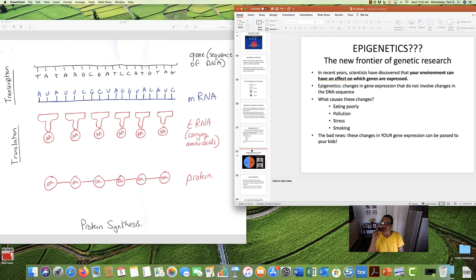And pollution, stress, smoking, and poor eating habits can cause certain genes to turn on and off. So it's not just, I got what mom and dad gave me, my genes are my genes. Your environment has an effect on what genes are being expressed. And if you eat poorly and stress and don't take care of yourself, the changes in your genetics can be passed on to your kids.